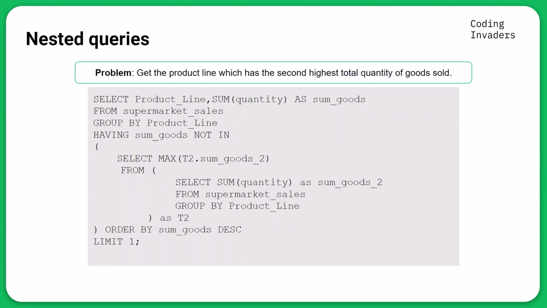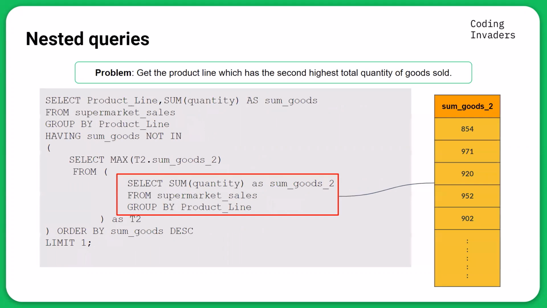Don't worry if this code looks complicated. Before I show you the output on Metabase, let's break it down to understand how it actually works and what is happening inside this query. Here, first the inner query gets executed and it is replaced by the output. So here we have the first inner query: select sum of quantity, with an alias sum goods, from our supermarket sales, grouped by product line. This gives us the total quantities of each product line, as we have just seen in our output.